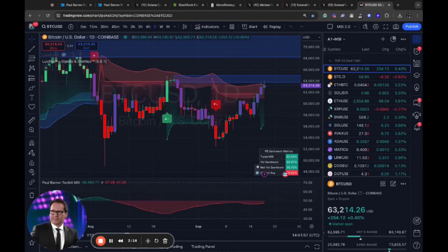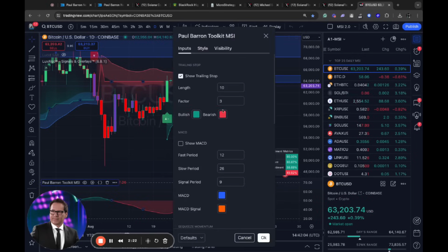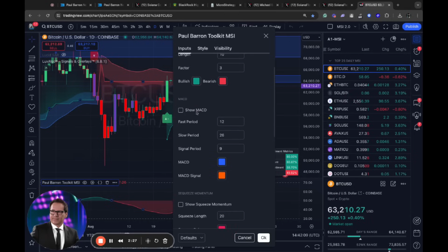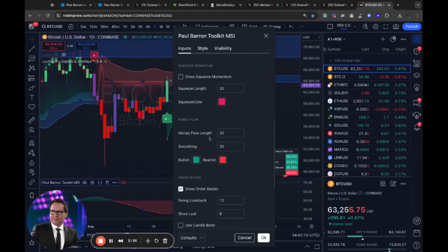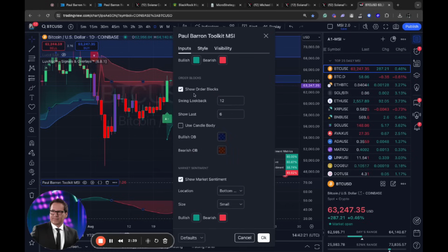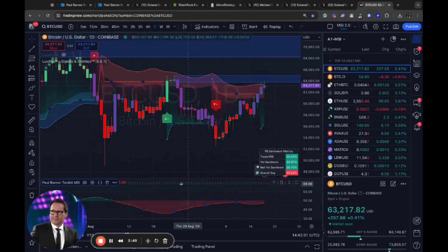Once you're in the indicator, it's very simple. It shows up on your chart, and then you can go in and modify it. If you'd like to set things up a little differently, I have my trailing stop set at 10. You can also show the MACD or not. I'll let that paint up. You can see the MACD showing up in the background. Also, we have put a squeeze momentum in here. You can change your length of the squeeze momentum, money flow length, as well as the swing back on order blocks. I go back 12 order blocks within it, but you can set that to whatever you want. If you want to set it down to, say, 10, just click OK, and you're in.